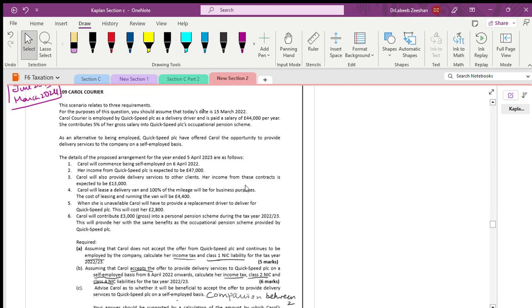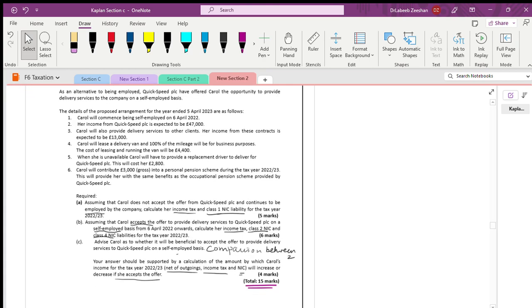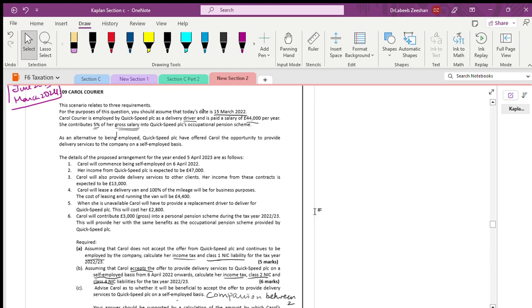Now, for the purpose of this question, you should assume the following, which is very important. The first one is the requirement. The second one is the date, 15th March 2022. Carol is employed by Quick Speed as a delivery driver and is paid a salary of 44,000. She contributes 5% of her gross salary to the occupational pension scheme. First, we will take into consideration the self-employed. It's a very straightforward question.